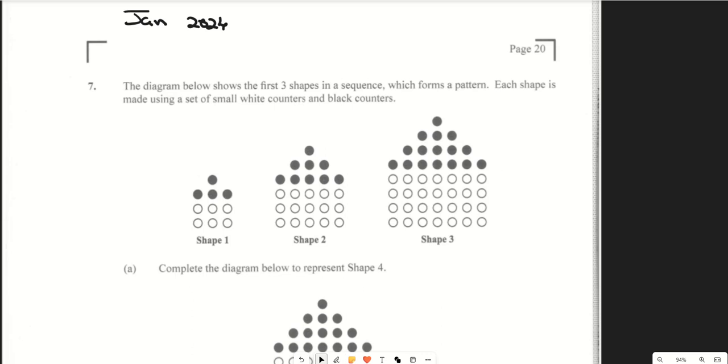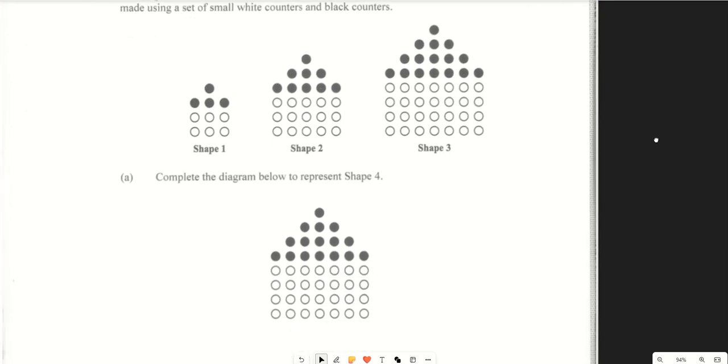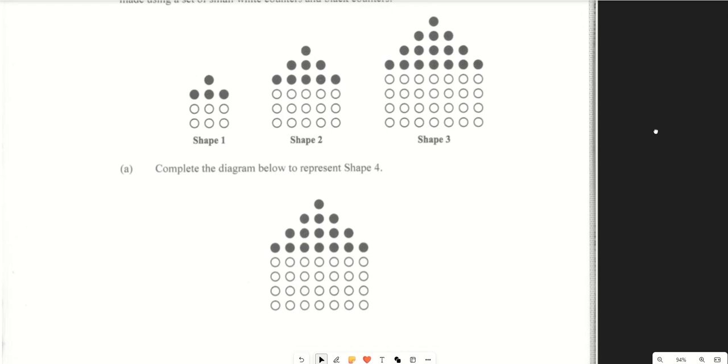So today we're going to be doing January 2024 number 7, which is typically a sequence question. They said the diagram below shows the first three shapes in a sequence which forms a pattern. Each shape is made using a set of small white squares and black counters. They said complete the diagram which represents shape 4.